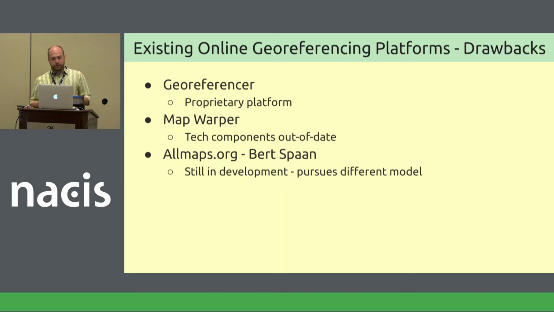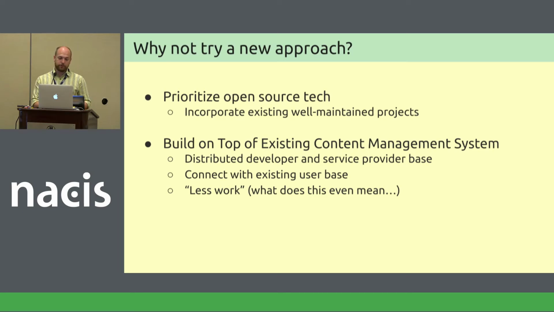So when I was considering these ones, I was kind of seeing some different drawbacks in terms of what I wanted to work with. For one, Georeferencer is proprietary software, and so that was kind of a non-starter for me for this project. And then MapWarper uses a lot of very out-of-date technology, so it's been discontinued at a couple of places because of that, and I didn't want to pursue that too much further. All Maps, again, like I said, is kind of a different model and also still in development, but I did correspond with Bert quite a bit. So why not try a new approach?